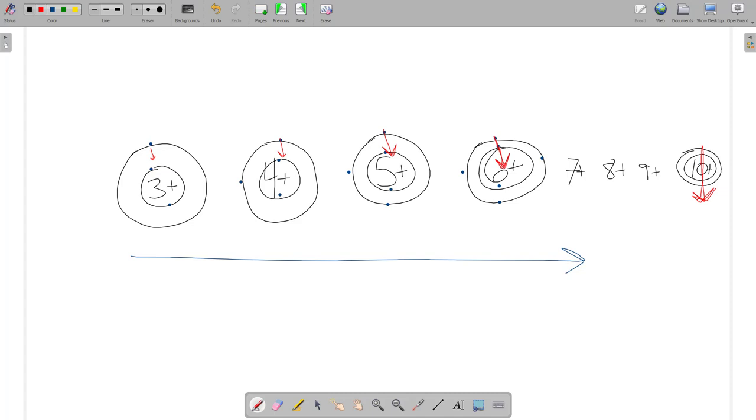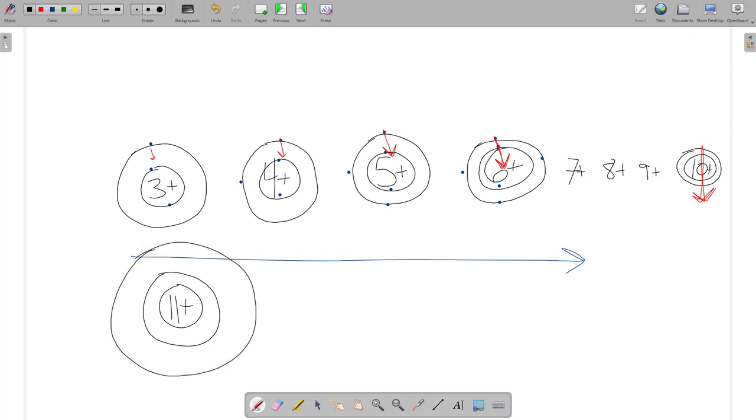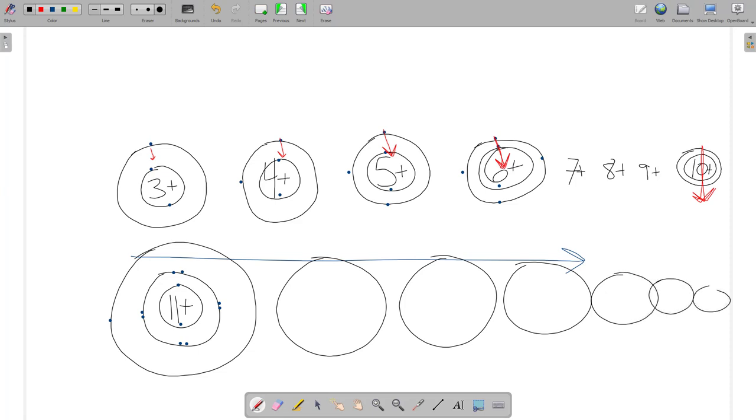But then when we start over in the next row, at 11 plus, now I've got another shell. And the next shell is really big. So I had 1, 2 in the first shell, 1, 2, 3, 4, 5, 6, 7, 8 in the second shell, and now 1 in the third shell. And that third shell is really far away. And as I add protons to the center, it's going to pull that shell closer and closer and closer and closer.